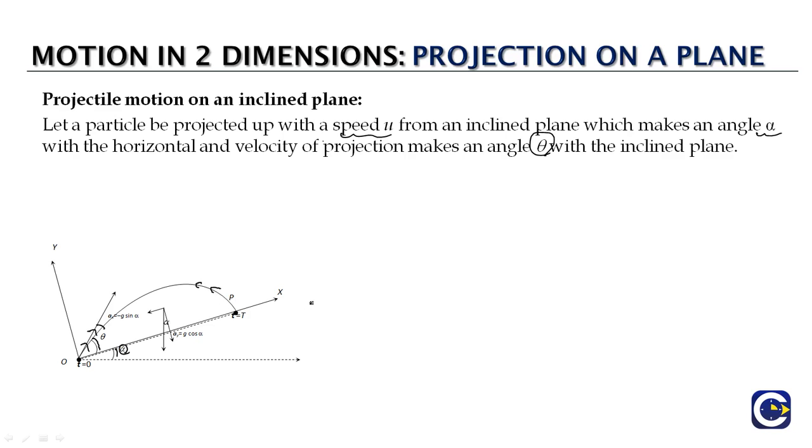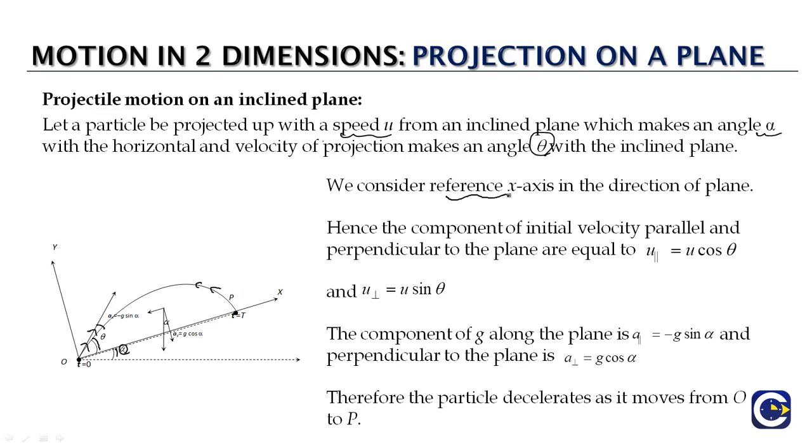The way we'll go about studying this projectile on an inclined plane is, we will consider the reference x-axis to be the direction of the plane. Just like the horizontal in the case of the normal oblique projectile, here we will treat the direction along the plane that way, which means the direction normal to the plane will be the y-axis. Now the initial velocity has two components. One is the component along the plane, which is u cos theta, and the component perpendicular to the plane is u sin theta.